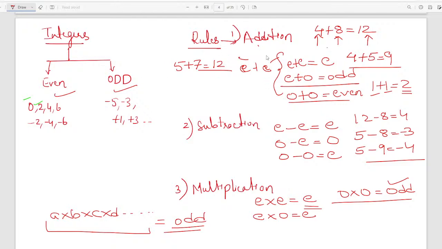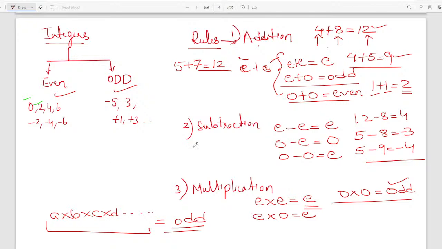For example, in addition, whenever we add two even numbers, the result will be an even number. When we add an even number plus an odd number, the result will be an odd number. And when we add odd numbers and odd numbers, we have an even number. For example, even plus even, 4 plus 8 is 12. And even plus odd, 4 plus 5 is 9. This is an odd, this is an even. Odd plus odd, 1 plus 1 is 2, or 5 plus 7 is 12.